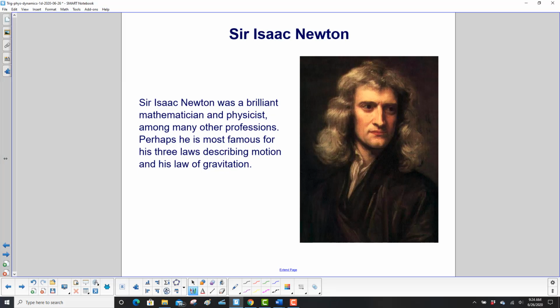Sir Isaac Newton was a brilliant mathematician and physicist among many other professions, and that would be good to Google and see what else Sir Isaac Newton did in his life. Perhaps he is most famous for his 3 laws describing motion and his law of gravitation.